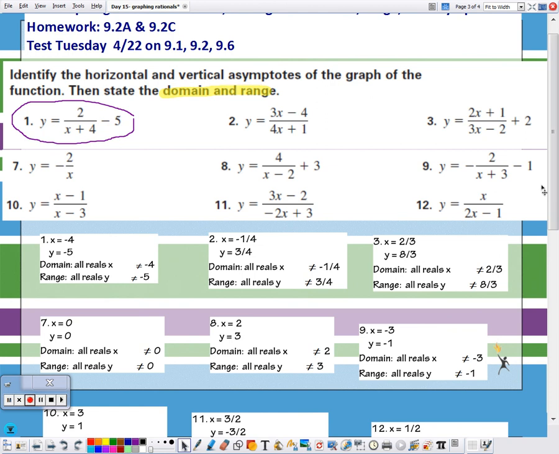Okay, so before I scroll down, I want to remind you that you have 2 pages to do for homework tonight, 9.2a and 9.2c. These are no calculator. You should not be using your calculator for these. If you want to use it to check, that's fine, but in terms of finding the asymptotes, you need to know the rules and how they work.